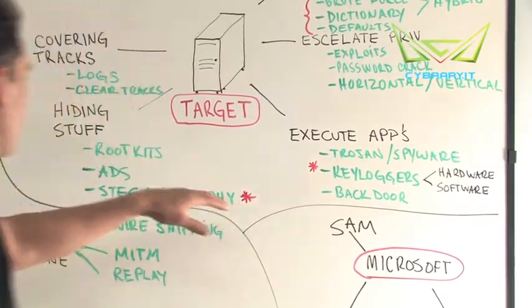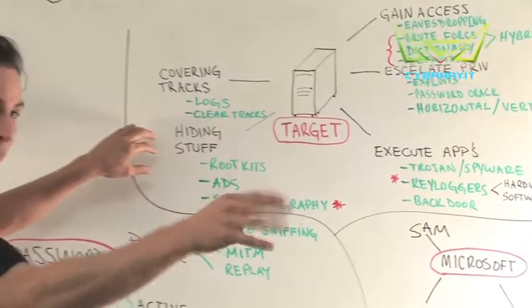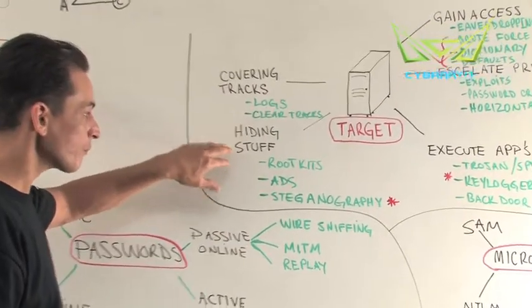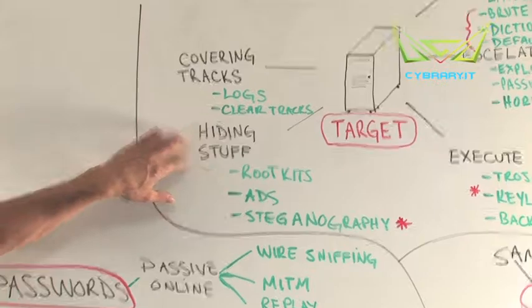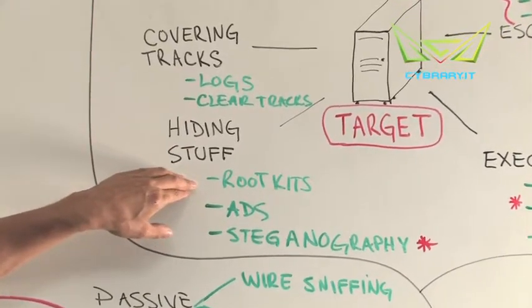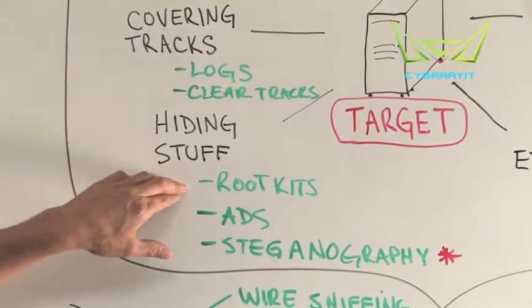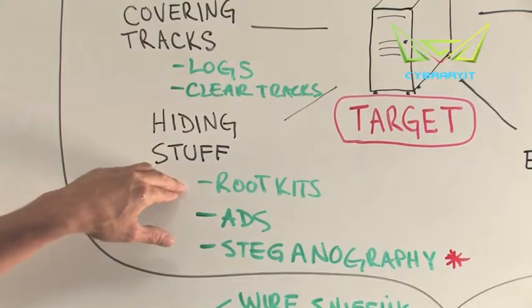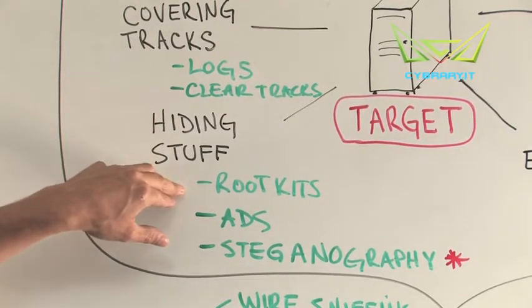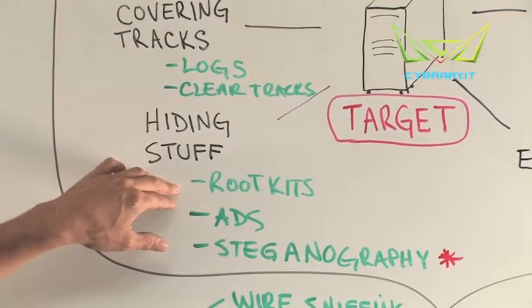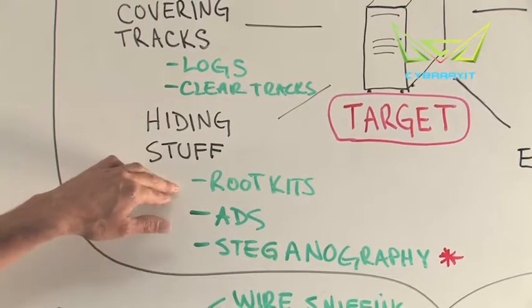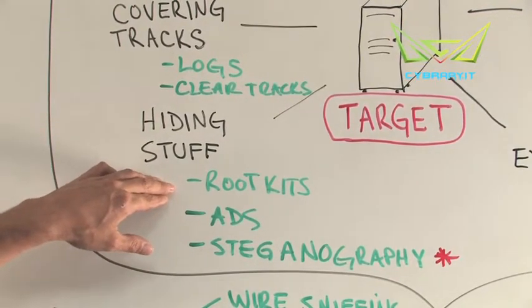All right? Next, once we get our applications to execute, we've got to be able to hide some stuff, right? This is where rootkits come into play, because ultimately a rootkit gives you backdoor access to the system, and you don't want to advertise, hey, I've got access to your system. All right? It doesn't work like that. You have to be very, very covert and hidden in that sense.